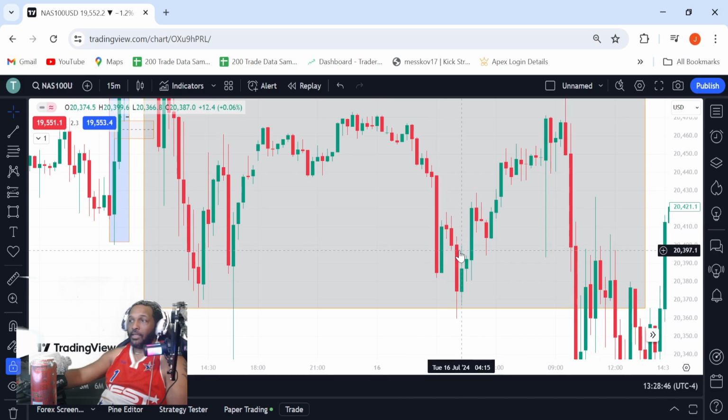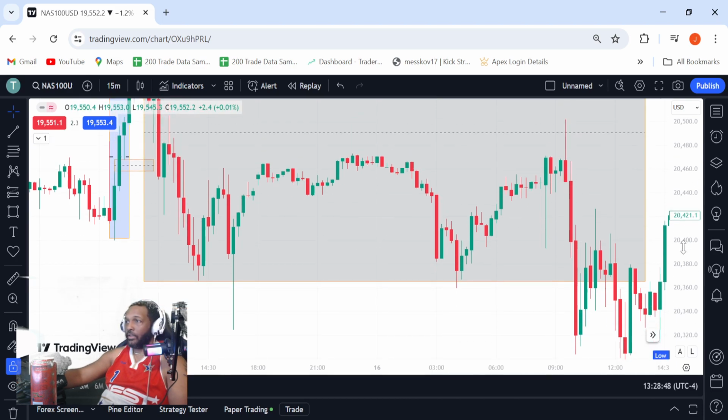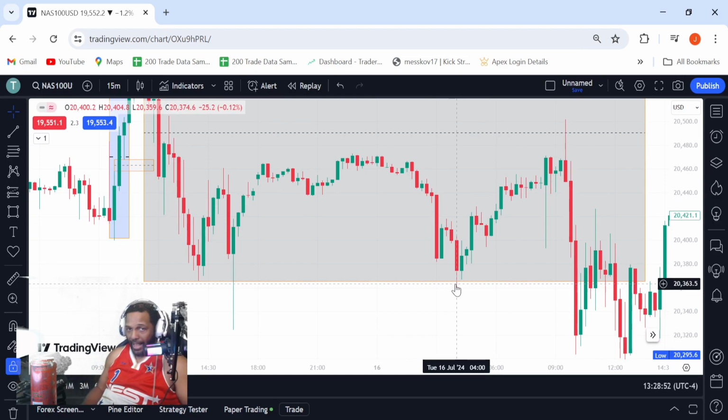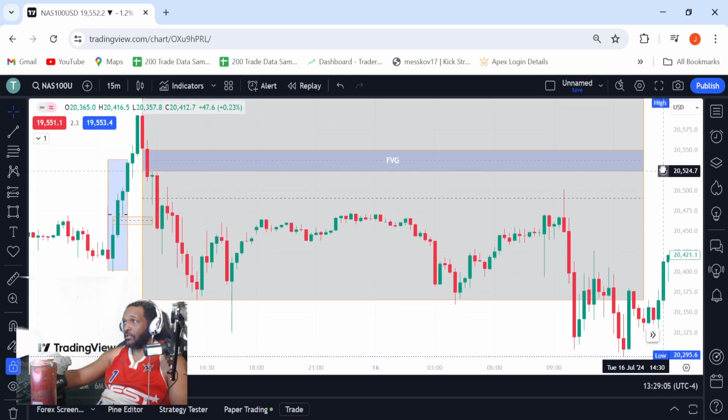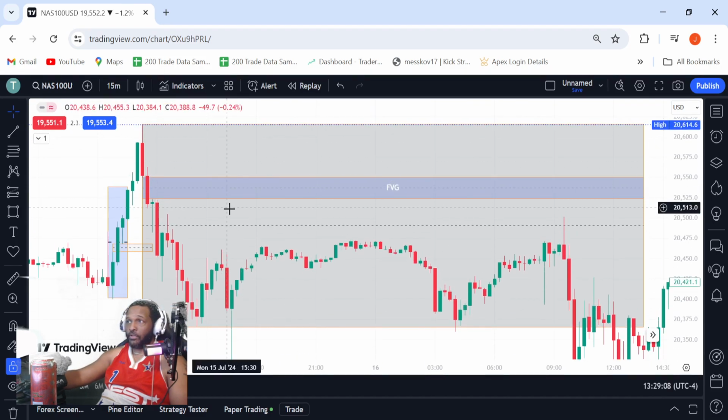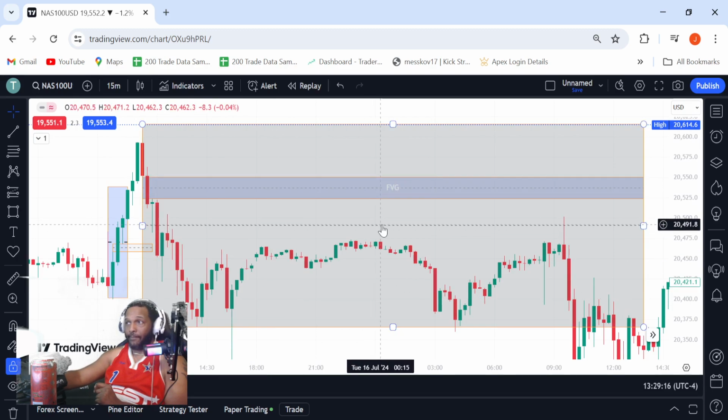Okay. And what does it do in London? It wicks the same range again. Now, is this going to happen every time? No. It's not going to happen every time. But what it shows within the confines of this entire range is that it's still confined below what would be the consequent encroachment, or the mean threshold, for the invalidation range. It's still below that.